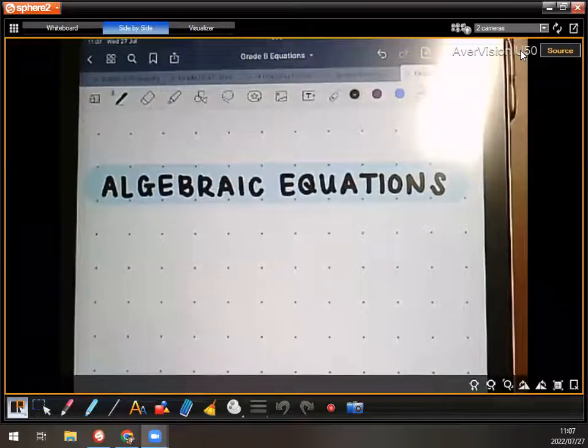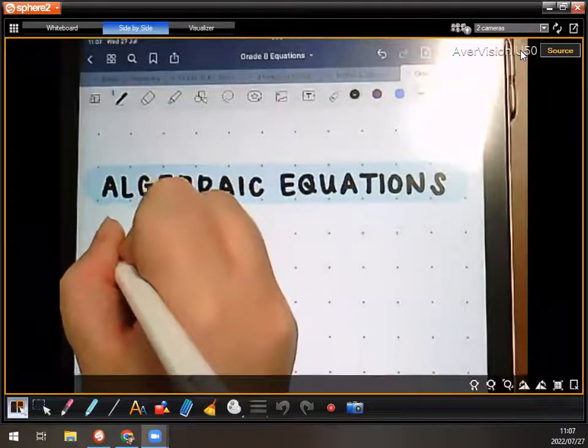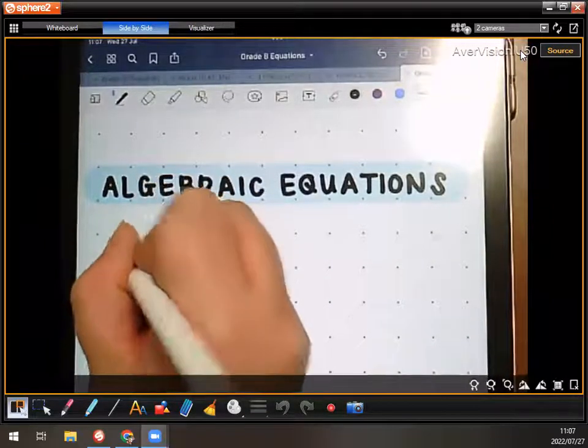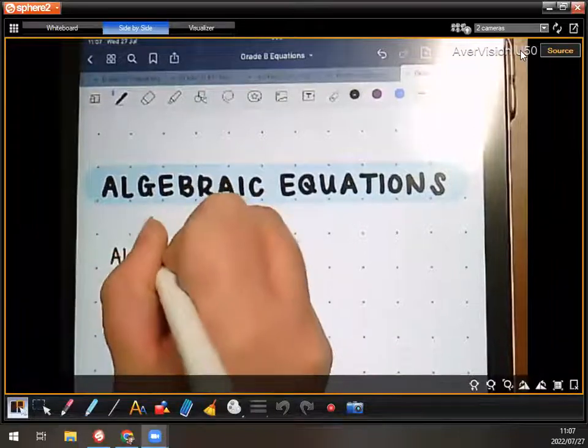Okay, guys, firstly, we've done algebra, but we haven't actually done equations. We've worked with algebraic expressions, but we haven't actually worked with equations. So first we just need to figure out what the difference is. So an algebraic expression, you can write this down.